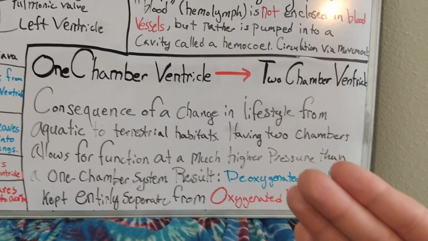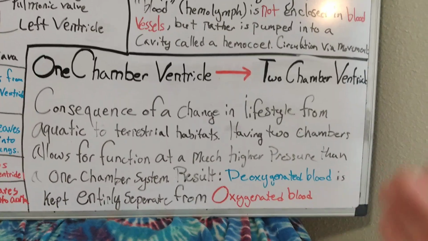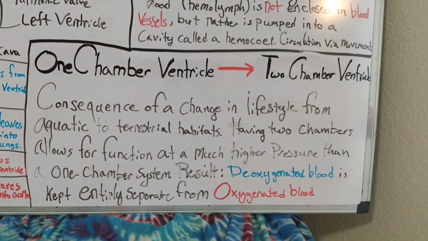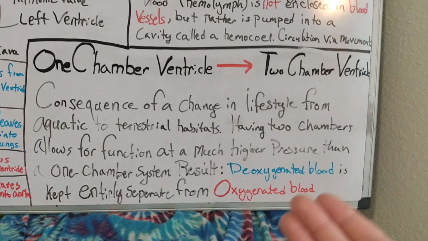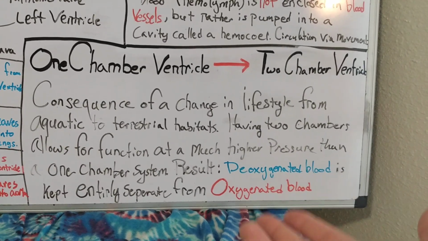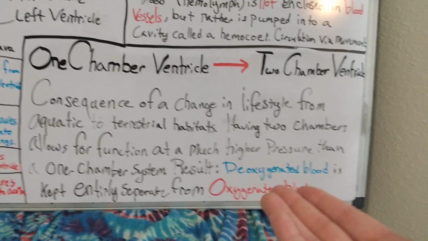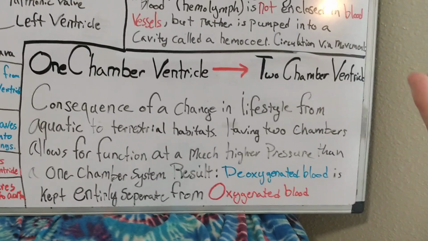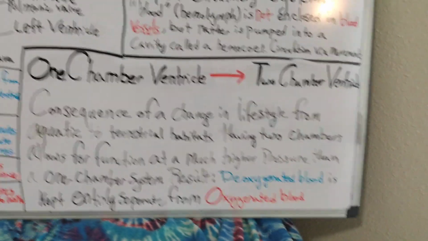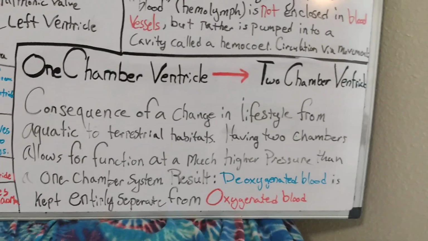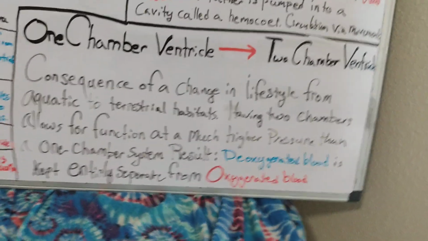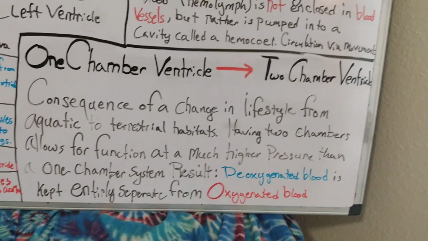So one side of the heart will take deoxygenated blood to the lungs to pick up oxygen, and then the other side of the heart will take oxygenated blood that has just come from the lungs where it has picked up oxygen, and it will put that oxygenated blood out to the rest of the system so that your muscles can receive oxygen and your internal organs and so on.